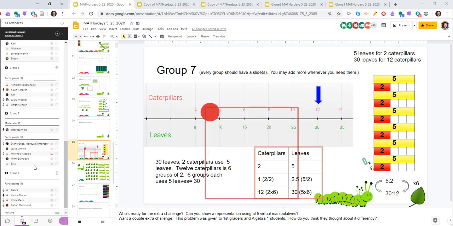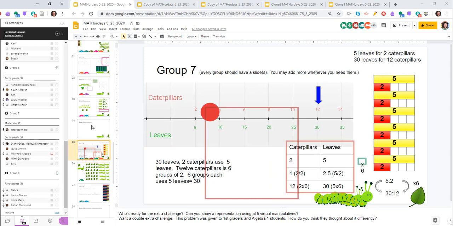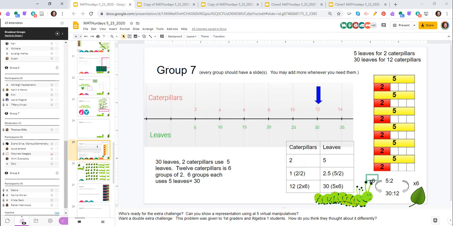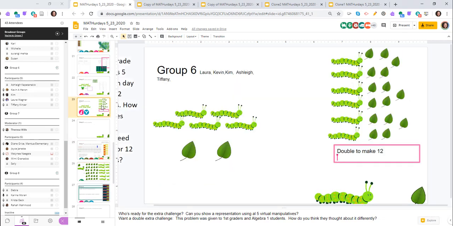Hi there, Group 7. Your slides are coming together amazingly. Feel free to add a new slide below if you have so many representations that you just need more space. It might be kind of cool to show it in a trajectory, like how you would scaffold them. Oh, I like that right there.